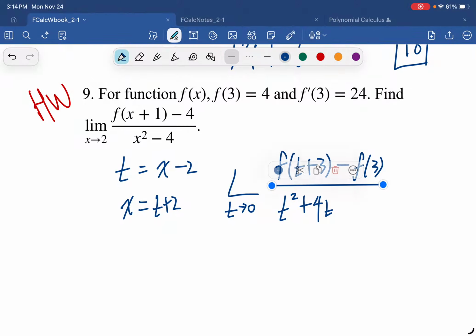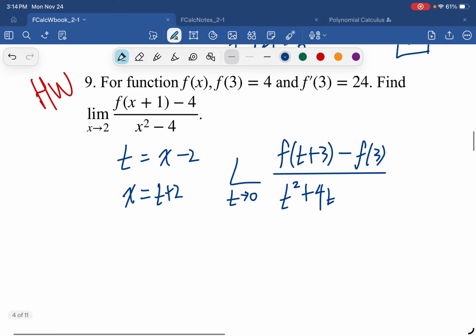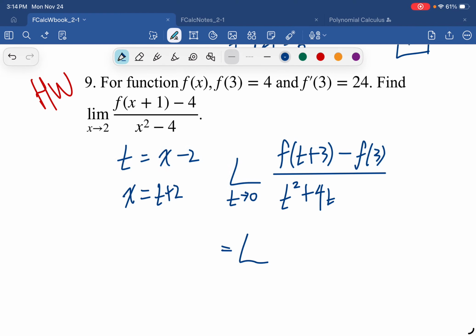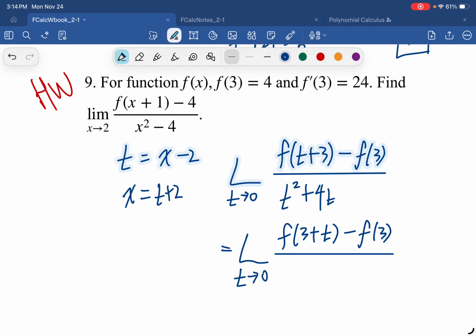Okay, so now what we got is we got a limit going to 0, right? What we want to do is we want to look at the numerator. So f of, we can rewrite this as 3 plus t. That looks like f of 3 plus h minus f of 3, right? So we want to use the definition of f prime of 3. Limit t goes to 0 of f of 3 plus t minus f of 3 over, we want t, right?